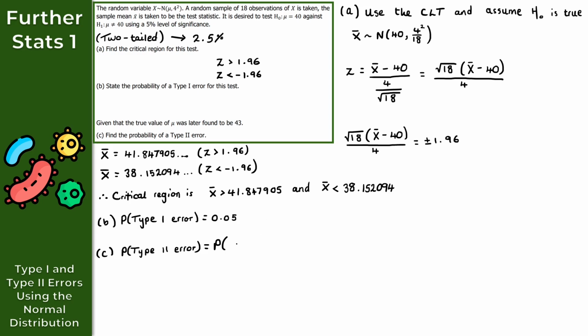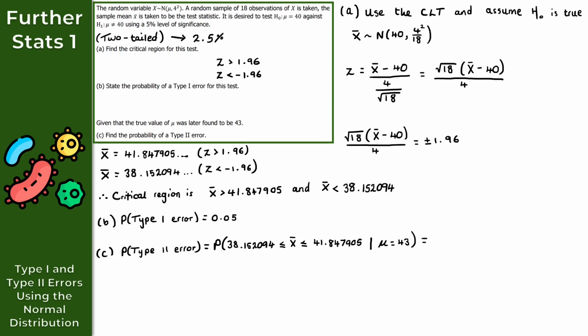I've got 38.152094, and then we have the upper bound of 41.847905. And this is conditioned on the fact that mu is later found to be 43. So given that mu is equal to 43, all I need to do now is use my calculator to find this probability.